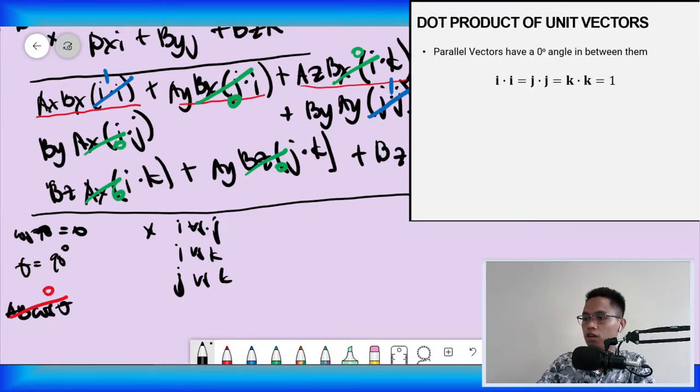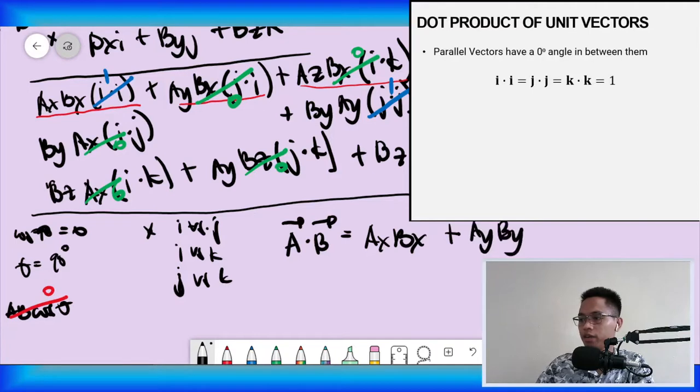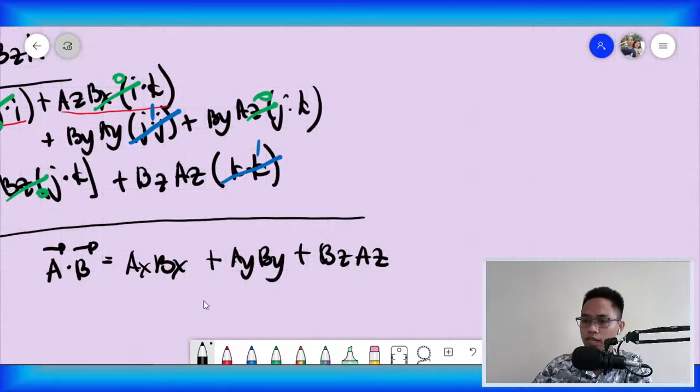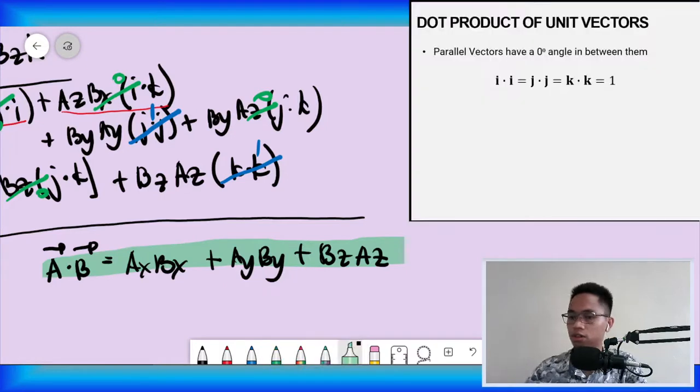So, therefore, if we have a dot b, that would just be equal to ax bx plus ay by plus az bz. Okay, so that is the simplified form of your dot product, the derivation itself. Please remember this. This would just be the formula for your dot product.